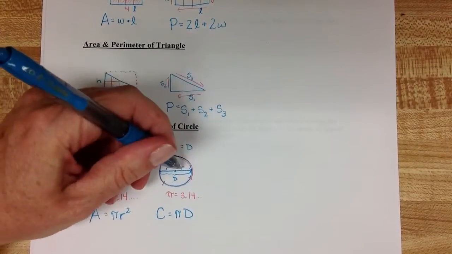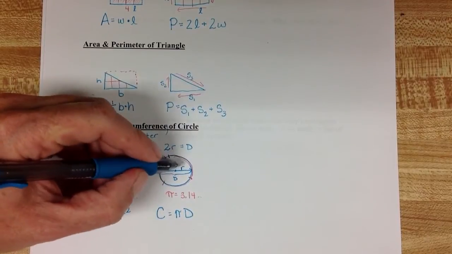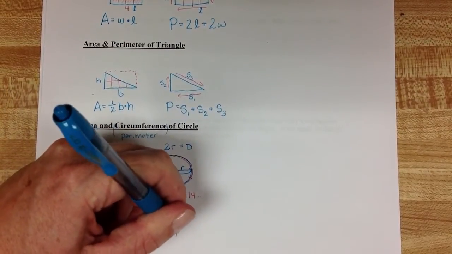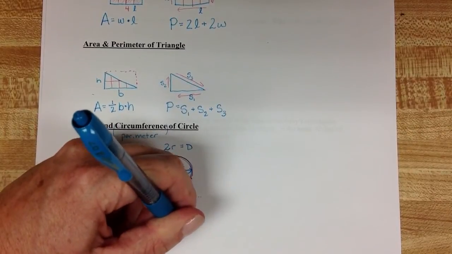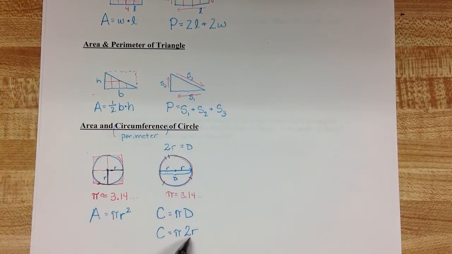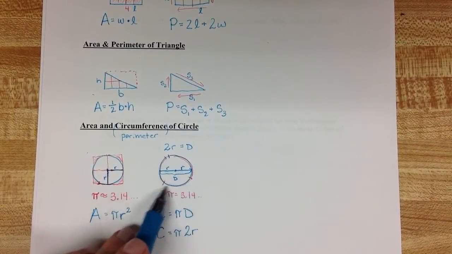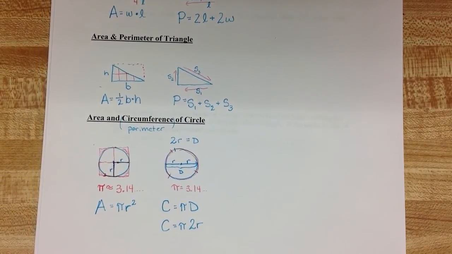If the information you're given in the problem isn't the diameter, if it's the radius, you could also take 2 radii and multiply it by pi, and that would tell you the distance around the outside of your circle.